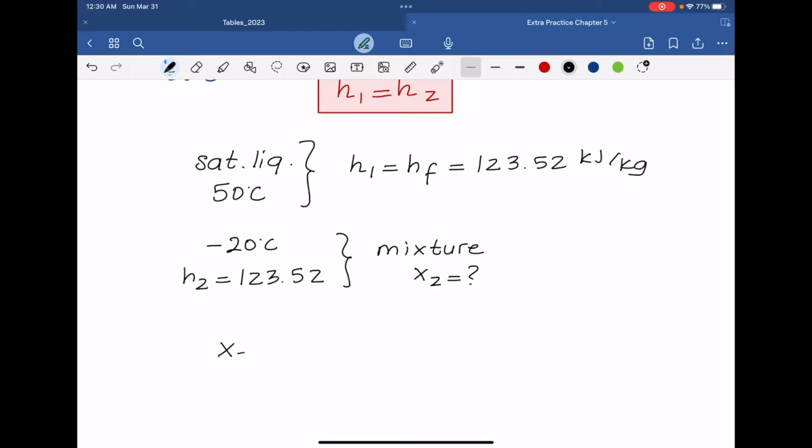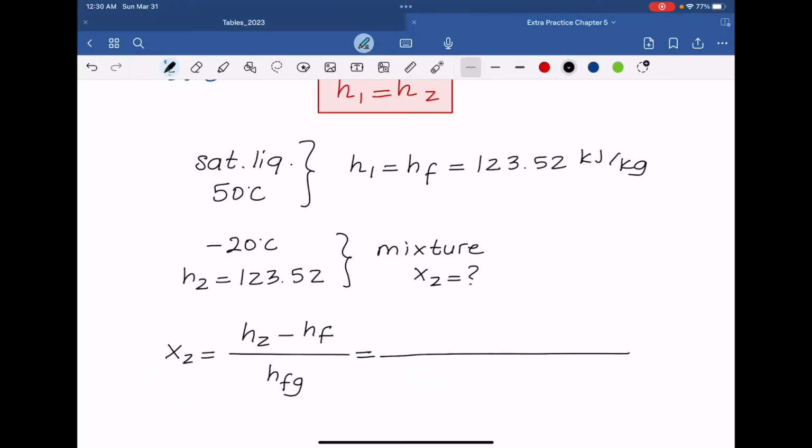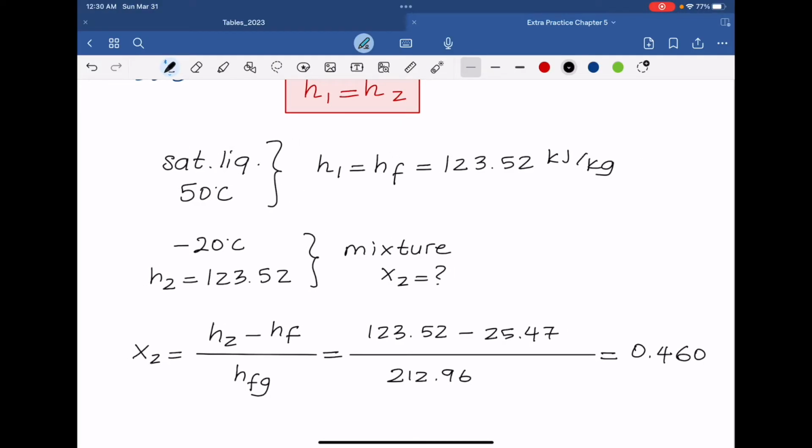So to calculate the quality, we need to use the only known property, which is enthalpy. And if we do that, looking at the tables at minus 20 degrees Celsius, reading what is hf, what is hfg, you should be able to calculate quality to be this. And it is unitless.